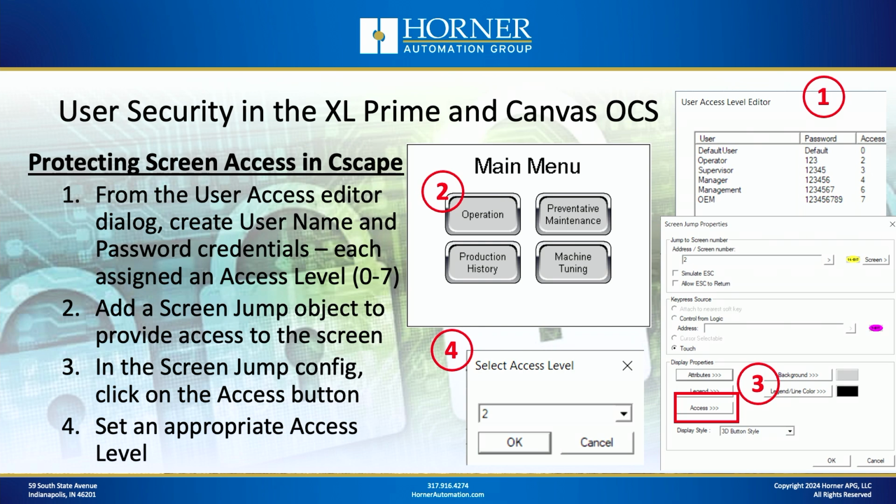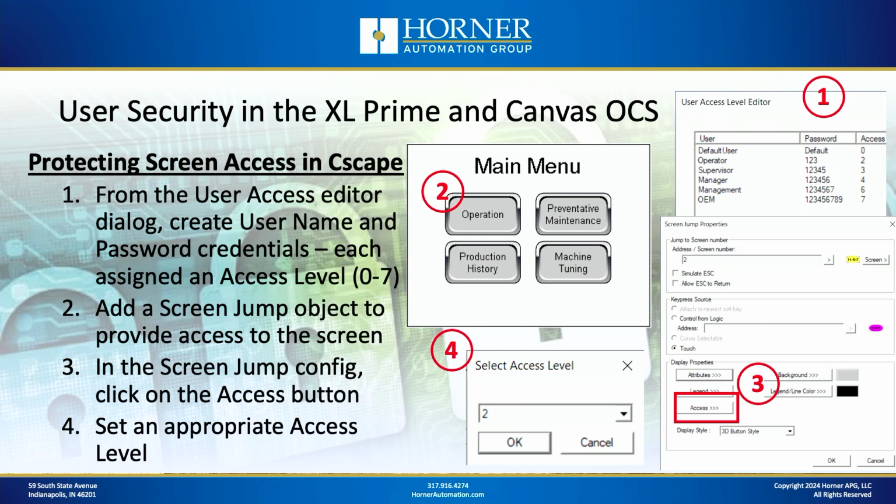All right, and you can set those levels pretty much the way you want. If you only need a couple of different access levels for a project, you could set it up that way. If you wanted to take advantage of all 8 levels, you could do that as well. But once you've entered your username and password credentials, next, in order to protect a screen at least, you're going to want to place a jump button on the screen. Okay, and then when you configure that jump button, you can not only configure the screen it jumps to, but also press the access button and set the access level for that jump button.